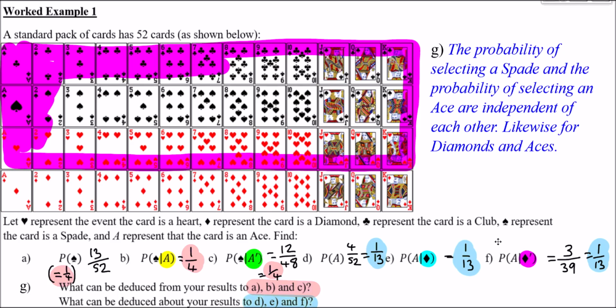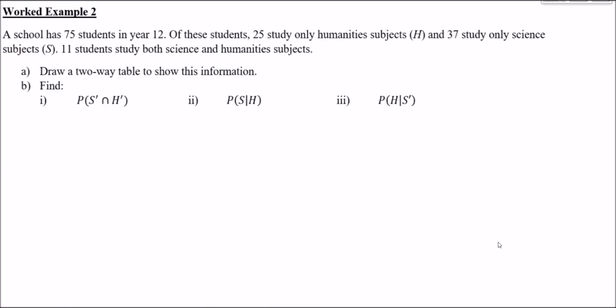Let's have a look now at worked example 2. Worked example 2 is a school which has 75 students in year 12. Of these students, 25 study only humanities subjects and 37 study only science subjects. 11 students study both science and humanities.